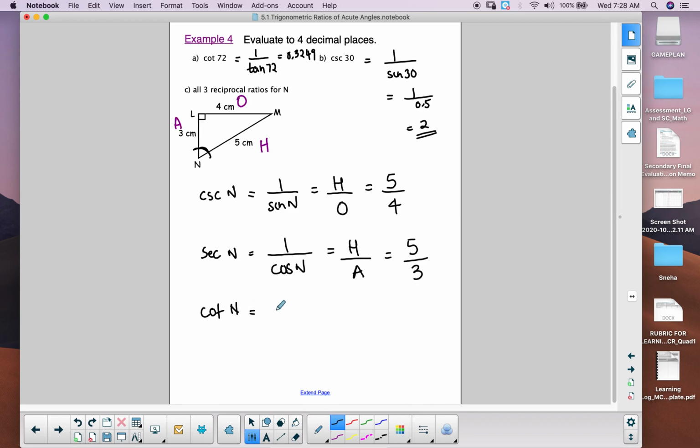The cot of n is 1 over tan of n. It's a reciprocal of tan. And tan we know is opposite over adjacent, so the reciprocal of that is adjacent over opposite, which will be 3 over 4. So there you have it, the three reciprocal ratios for angle n.